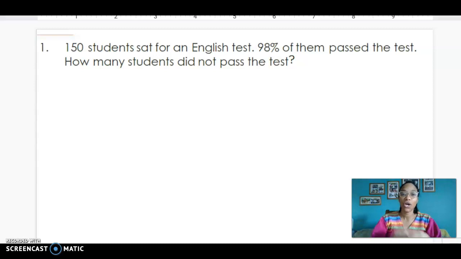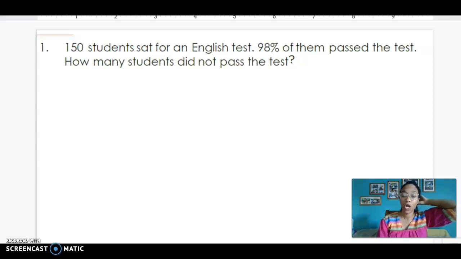So in this case, we're looking at a bar model where the total number of students is 150. We have the shaded region, 98%, almost all of them pass the test, but we're looking for the tiny sliver. How many students did not pass the test?